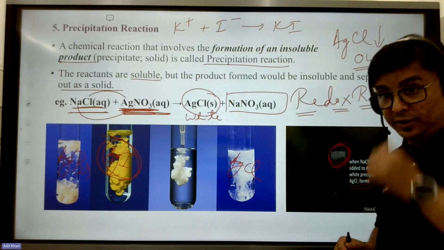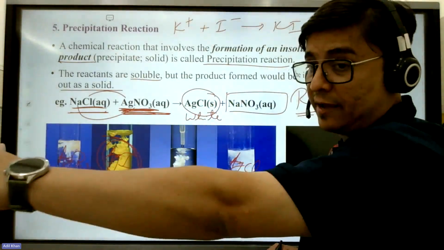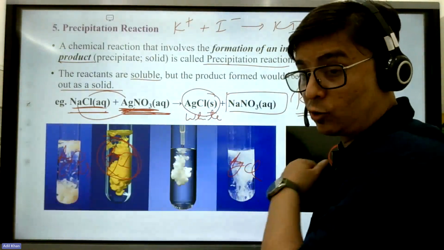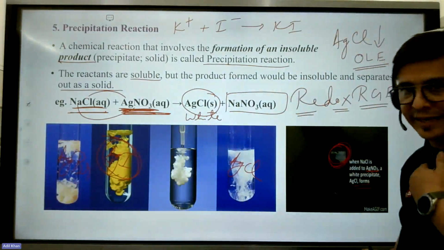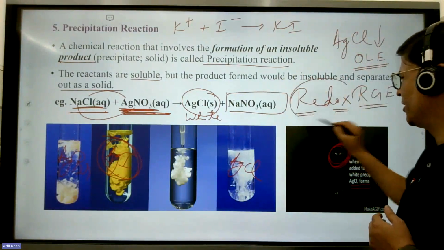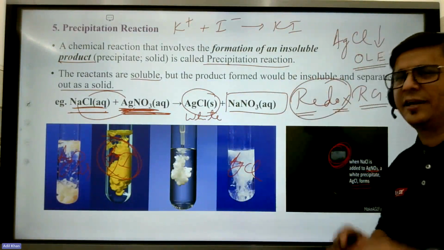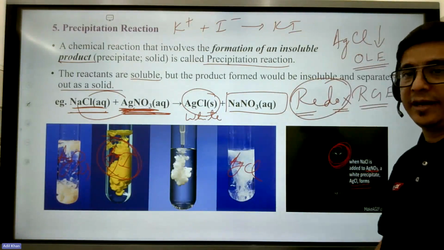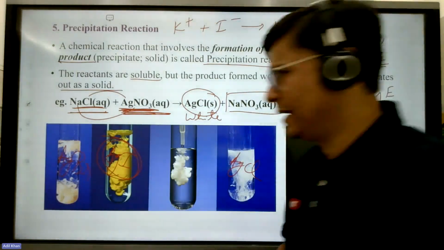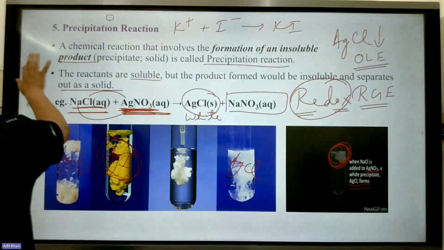So if you're undergoing oxidation, electron is lost. If you're undergoing reduction, electron is gained. The combination of those two is a redox reaction. And whenever there is electron loss and electron gain, we call that type of reaction a redox reaction. They are in ionic form, just for your knowledge.